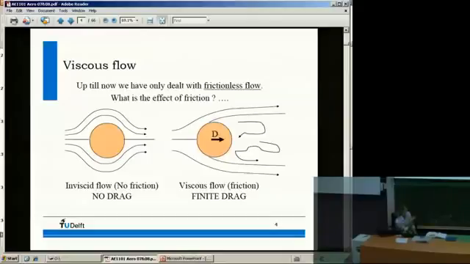So in this case we have over this object, invisibly, a perfectly nice symmetric situation here and here. In this case not. So the flow is here pushing the cylinder in that direction, and behind we have this dead water region which is not pushing back. So as a result there is a friction. As a result of friction, there is a force, a drag force in that direction.